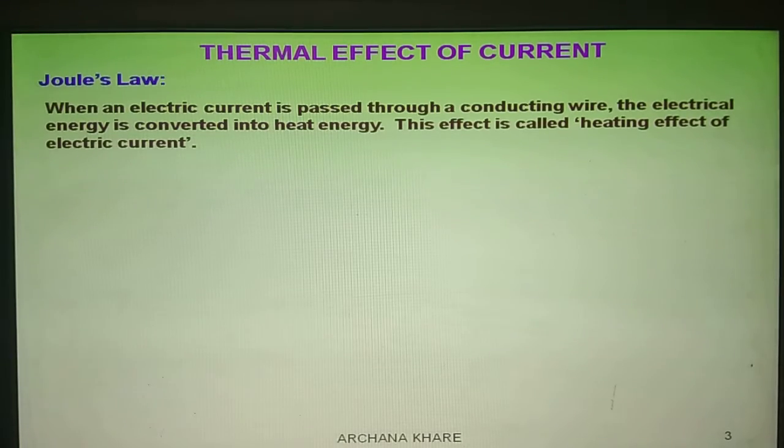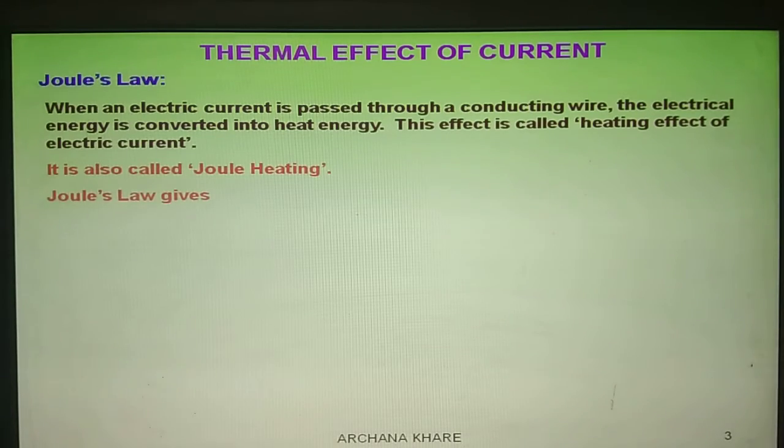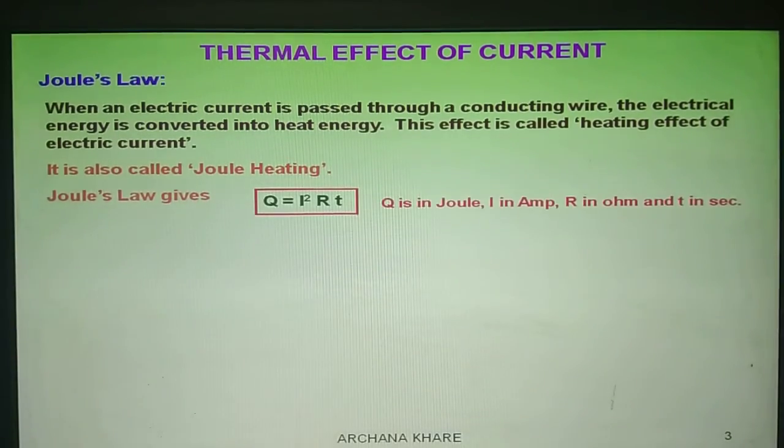When an electric current is passed through a conducting wire, the electric energy is converted into heat energy. This effect is called the heating effect of electric current, also known as Joule's heating effect. The Joule's law states that Q is equal to I square RT. We have learnt all this in our 10th standard syllabus.